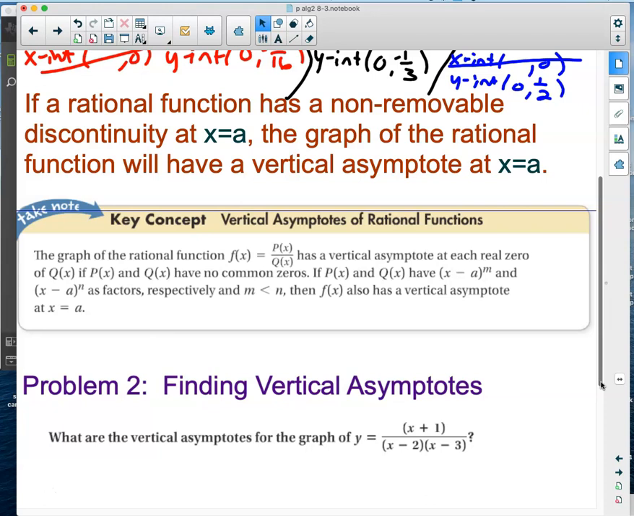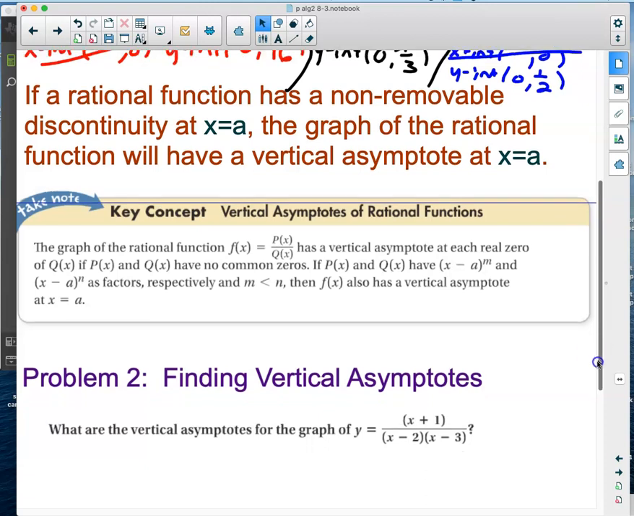The graph of the rational function f of x equals p of x over q of x has a vertical asymptote if it has no common zeros. Those common zeros are things that we would factor out. So if p of x and q of x have some factor x minus a to the m and x minus a to the n, we cancel those. Those are holes. But anything that's left down in the denominator, that's going to be a vertical asymptote.